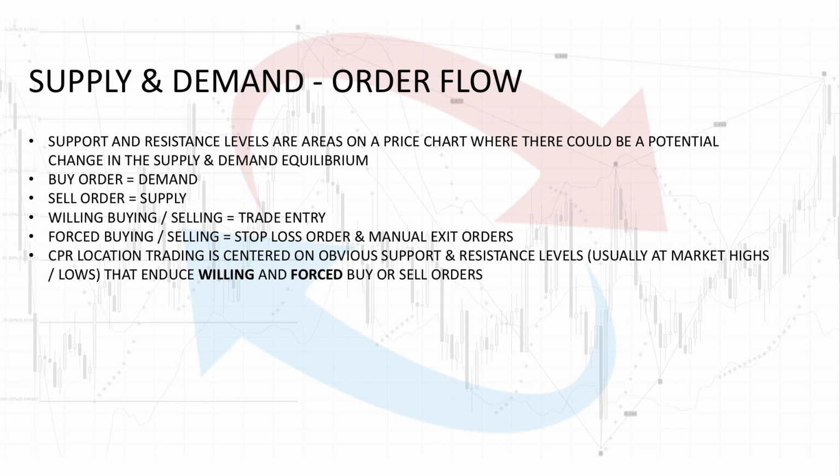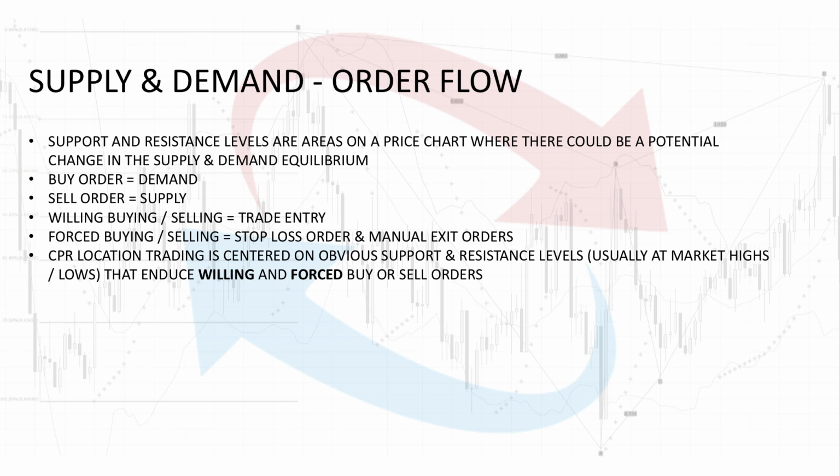So support and resistance levels are areas on the price chart where there could be a potential change in the supply and demand equilibrium. Traders don't tend to trade outside of levels or in a random location on the price chart. When we are taught to trade, when I got into trading, one of the first things we were taught really was to trade at areas where price is being supported or price is being resisted, and then everything on top of there.